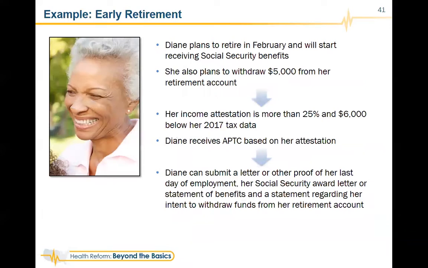Diane plans to retire in February and will start receiving Social Security benefits. She also plans to withdraw $5,000 from her retirement account. Now, this can be a little tricky because Diane doesn't have a history of withdrawing money from her retirement account. And so it's just her intention. How do you prove your intention? Well, you prove your intention by submitting a letter or other proof. So she'll submit her Social Security award letter or a statement of benefits, and she can submit her own personal statement regarding her intent to withdraw funds from her retirement account.